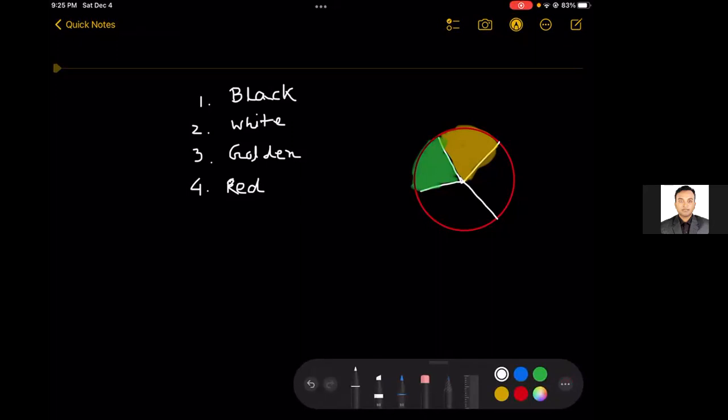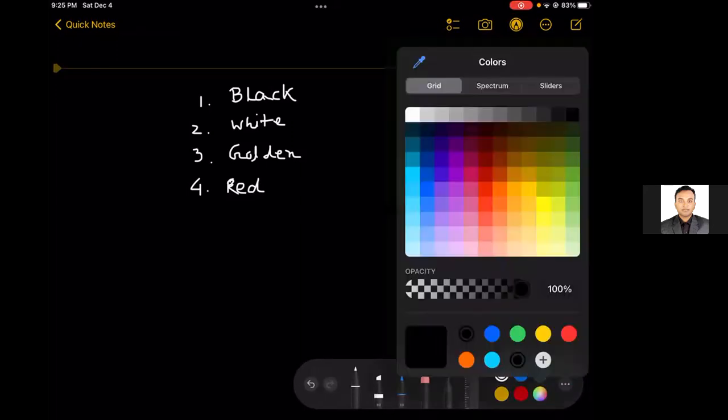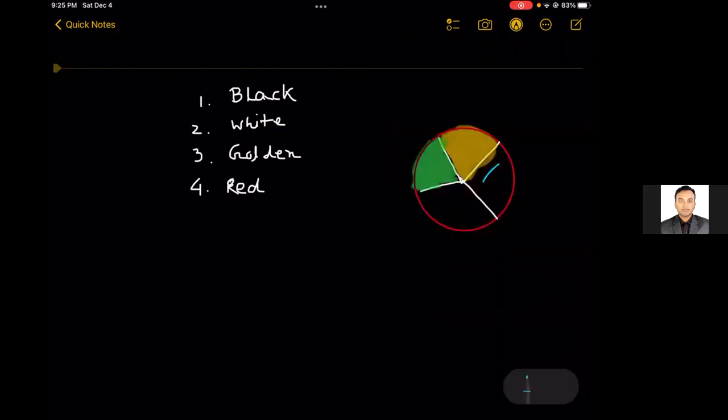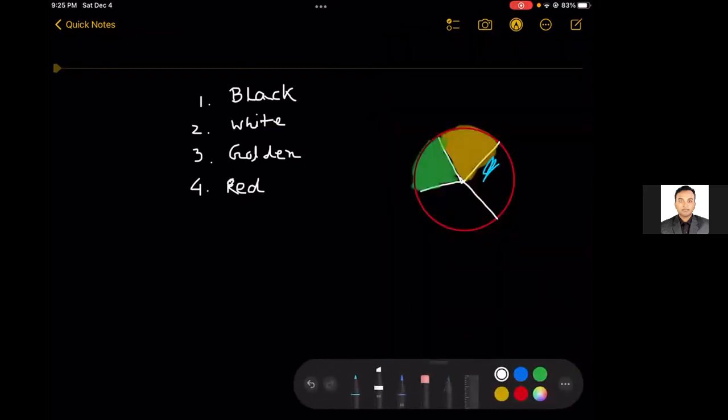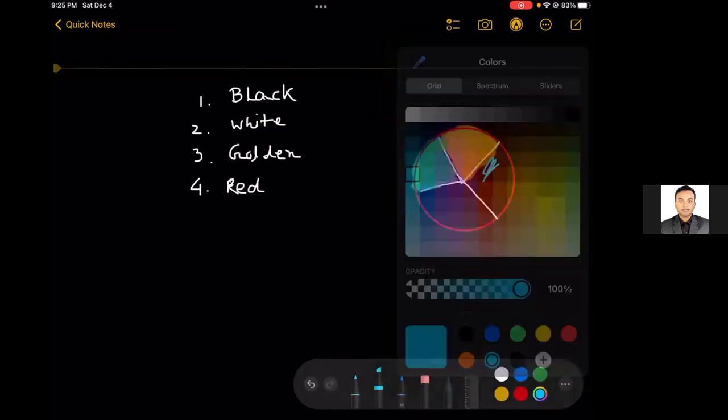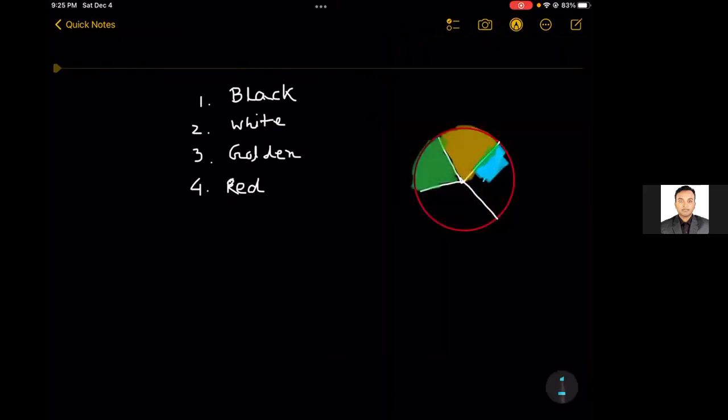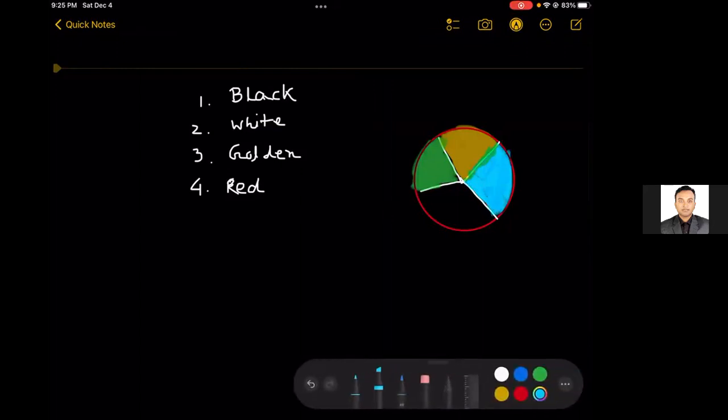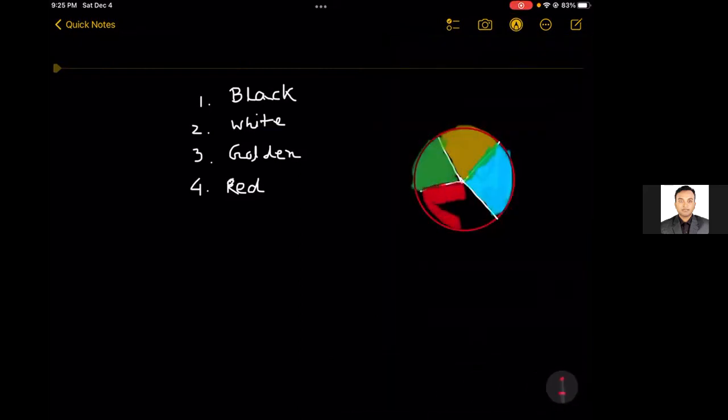Then we can say this color would be the golden, the amount of golden we have, right? And for red, let's use just red. This one would signify the red hair color. We can clearly use a pie chart for a categorical data set like this, right?